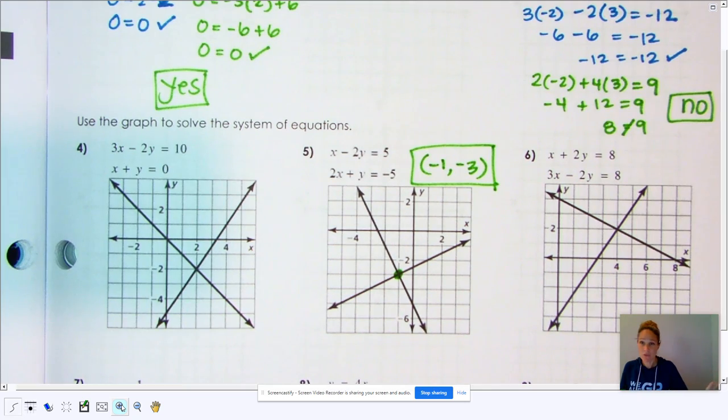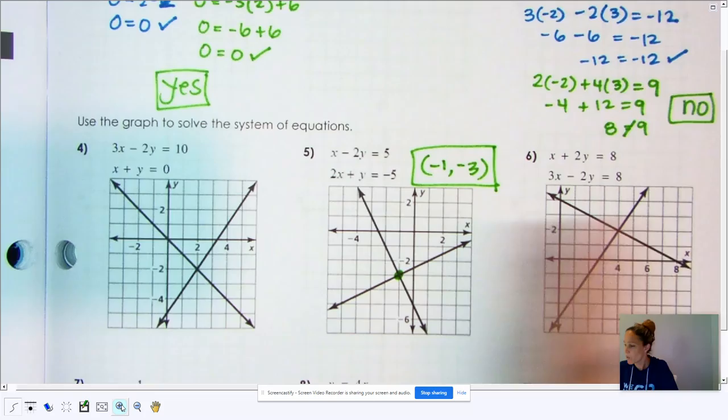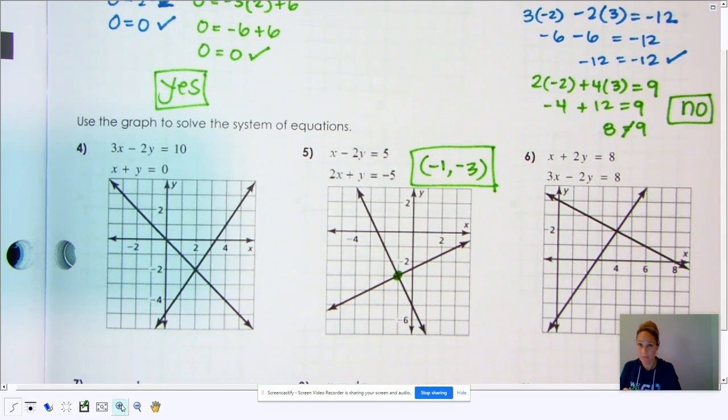Okay, you should be able to do 4 and 6. You could even ignore those equations right there. Just look for the point where they intersect and write the ordered pairs for that.